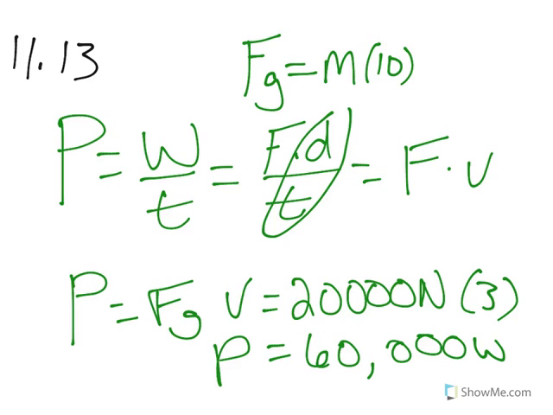All right, and on the answer there, it gives it as 58,800. That's because they used 9.8, they multiplied it by 9.8 rather than 10. So it made that big of a difference on this particular problem. All right, but this is how you work that one out.